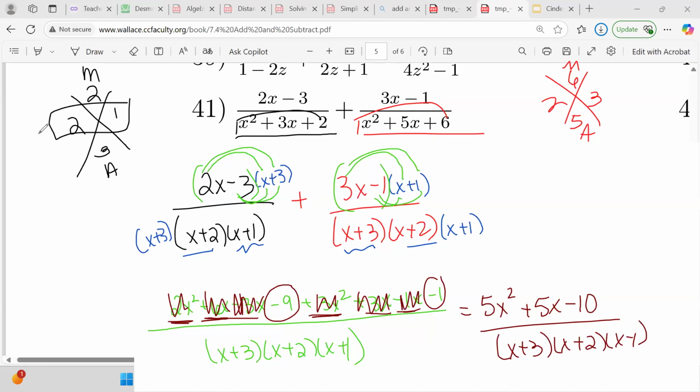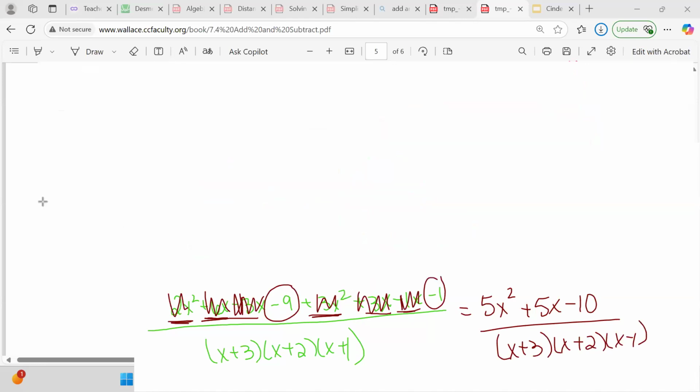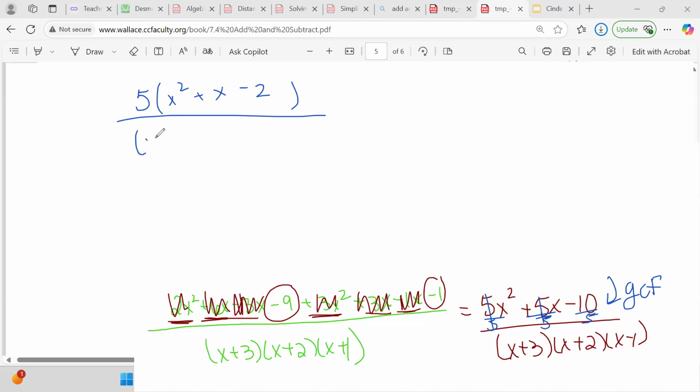Now, look at the top there. I see a GCF. I'm in blue. I see a GCF on the top. 5, 5, and 10. We could get a 5. So let's pull that out. Dividing by 5. That cancels, and that's just x squared. Divide 5. That cancels, and that's just x. Divide 5. That's negative 2, and the bottom stays.